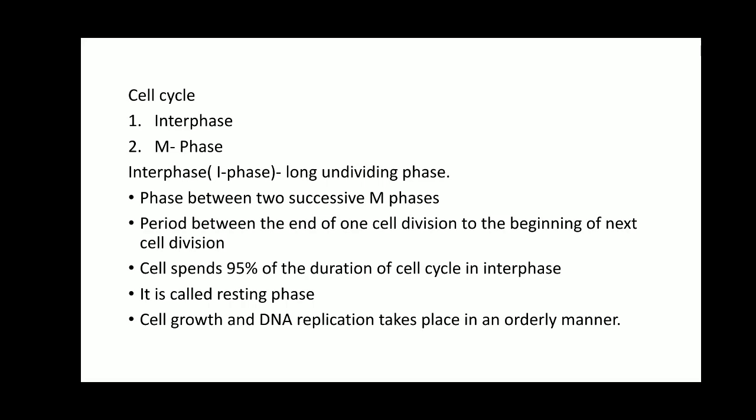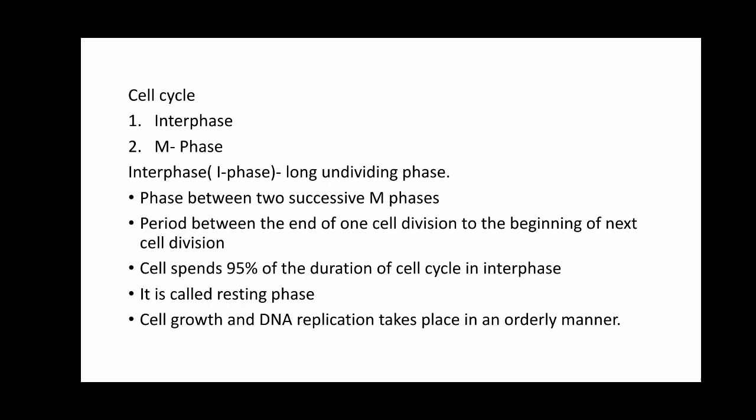Interphase is also known as resting phase or undividing phase. Long undividing phase. Why long undividing phase? In a complete cell cycle, the cell is going to spend a long duration in interphase. So this phase is between two successive M phases or between two successive cell divisions. Between one division and another division there is an interphase, which means the cell growth phase is going to take place. After that only the cell division is going to take place.